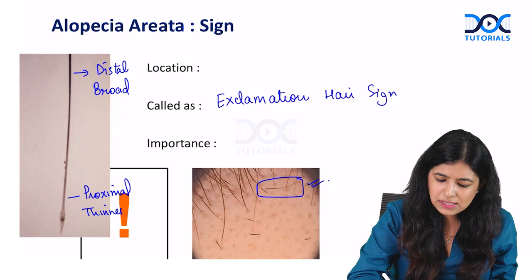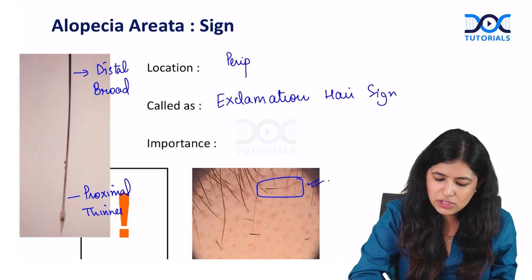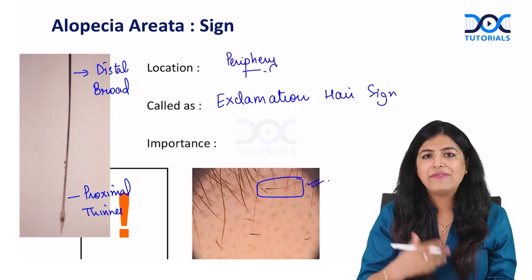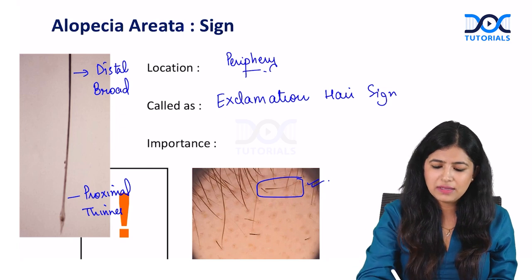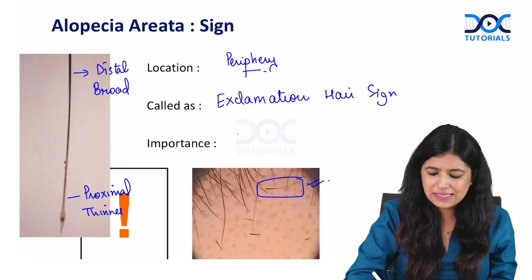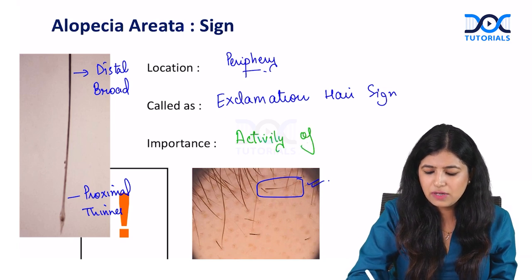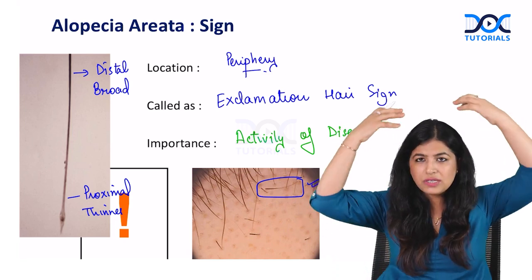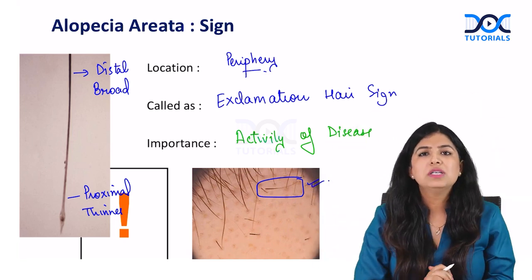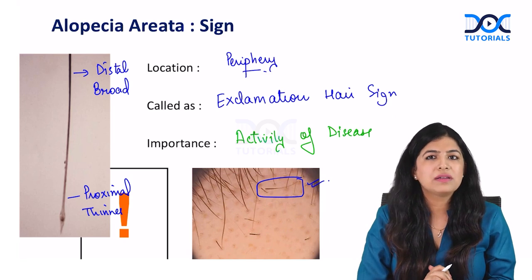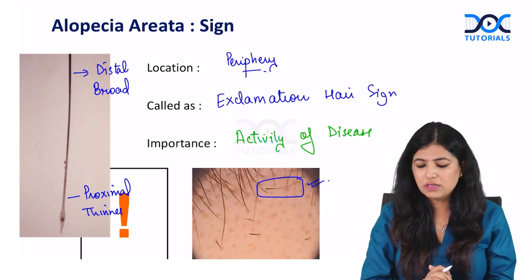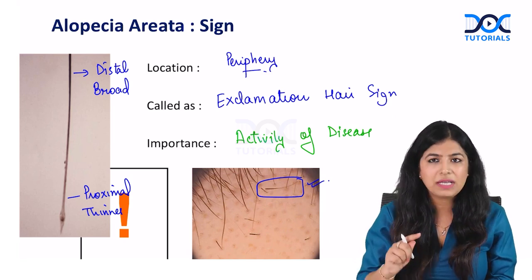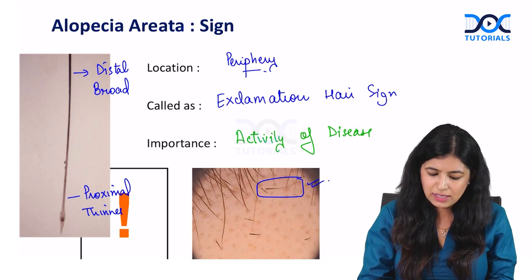This is generally seen on the periphery of the lesion, and having more of exclamation mark hair, that is a sign that the disease is active. So this tells you about the activity of the disease. That means the lesion may enlarge, it may spread. So these exclamation mark hair are a sign of activity of the disease. Very important image-based question from alopecia.